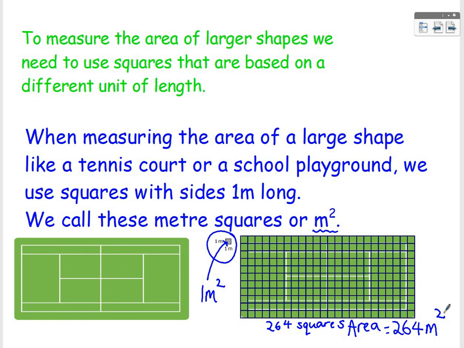So just to summarise, area is the space inside the shape, or the space that the shape covers, and one way to work out the area is to count how many squares fit inside the shape. And that's the end of today's lesson.